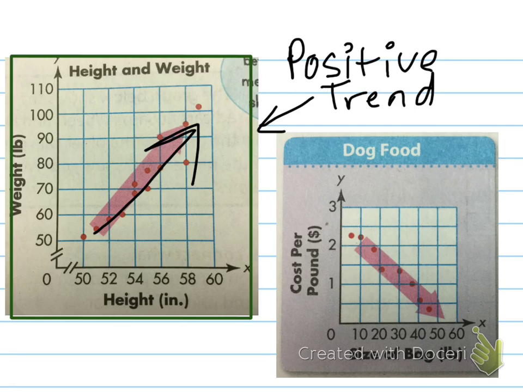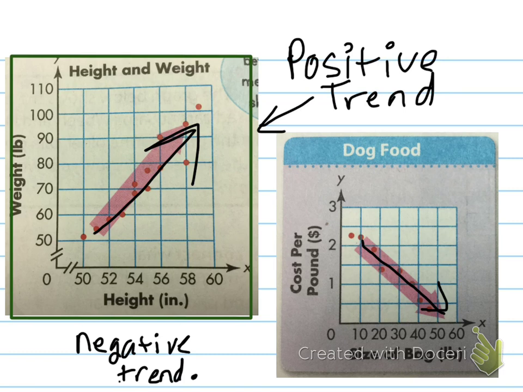A 50-pound bag of dog food only costs a few cents per pound, whereas a 5 or 10-pound bag of dog food costs a couple dollars per pound. And this is true of most things. As you buy in bulk, it becomes cheaper per pound or per ounce. So we have this downward arrow here. And when we have that downward arrow, we call that a negative trend. So you're going to recreate these graphs and label the positive trend and the negative trend in your journal.